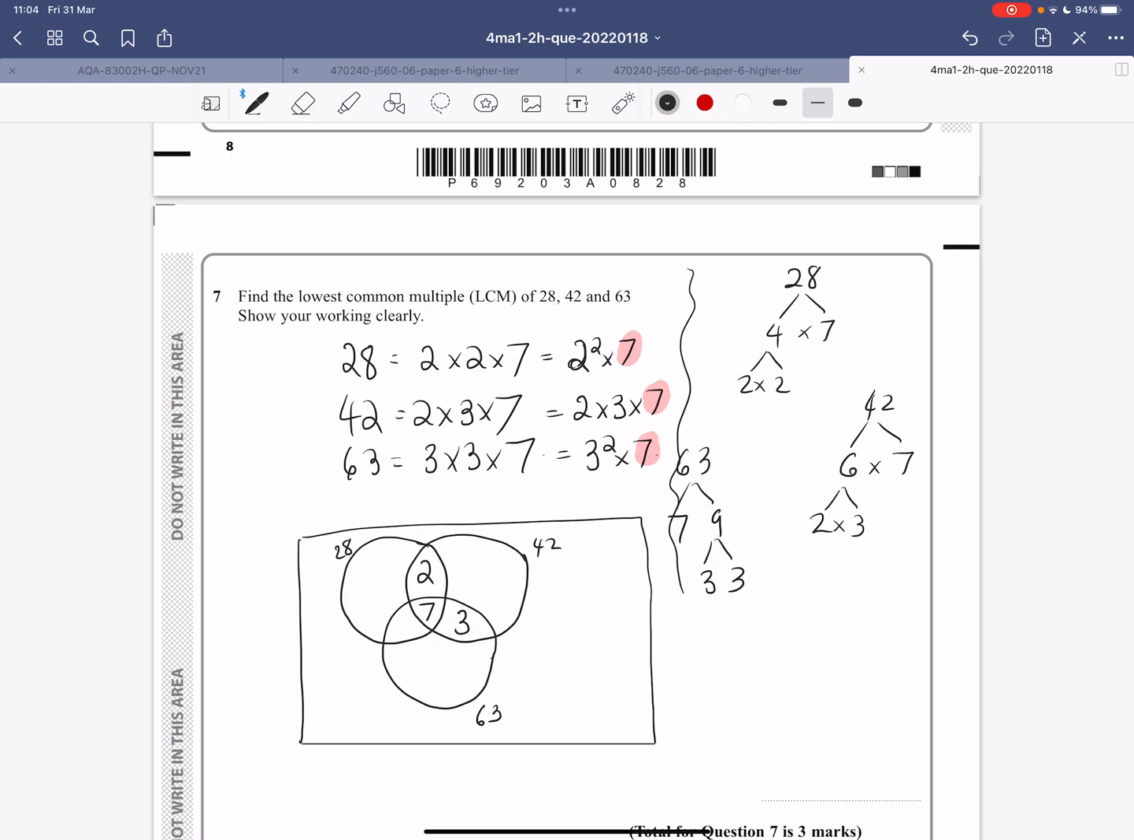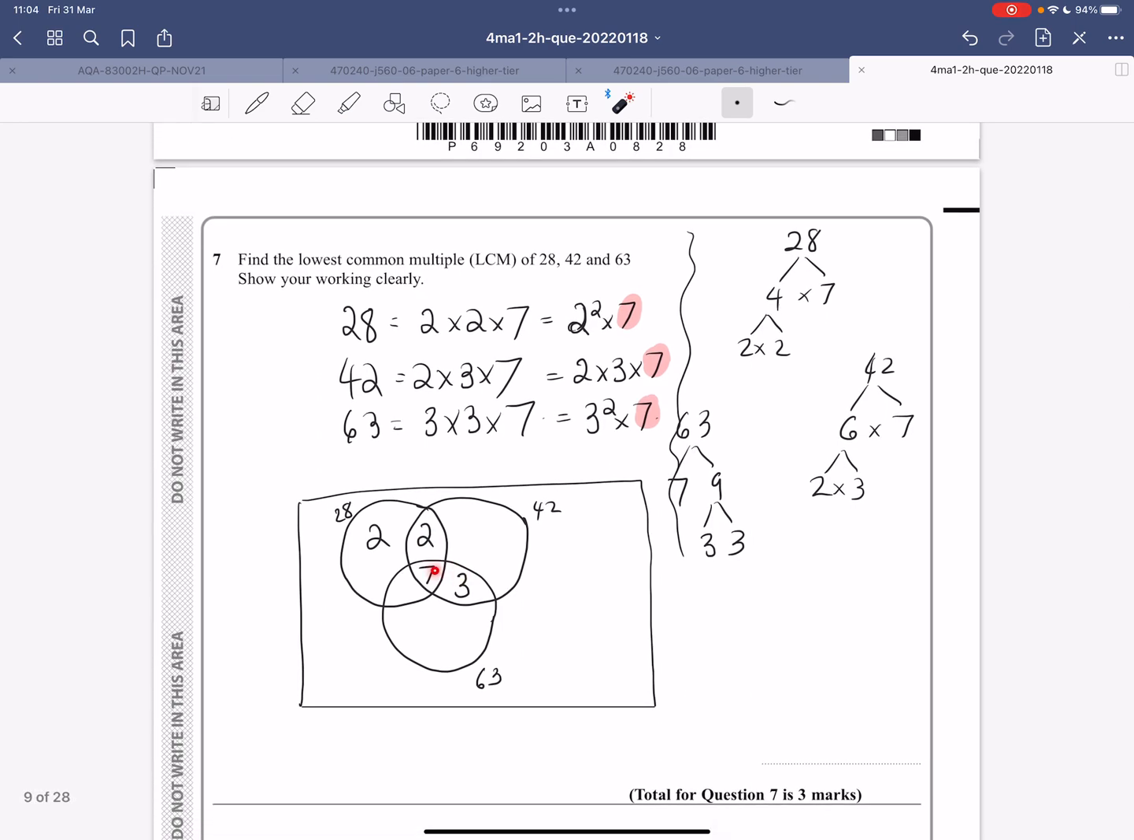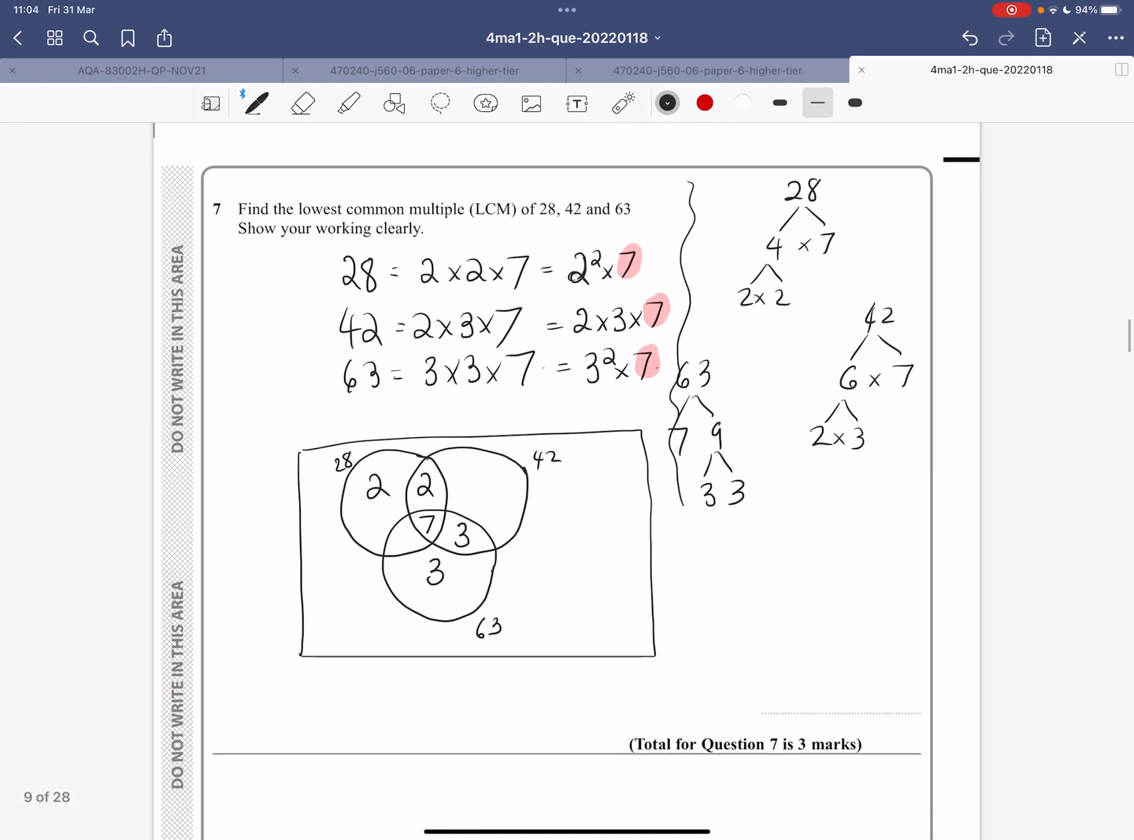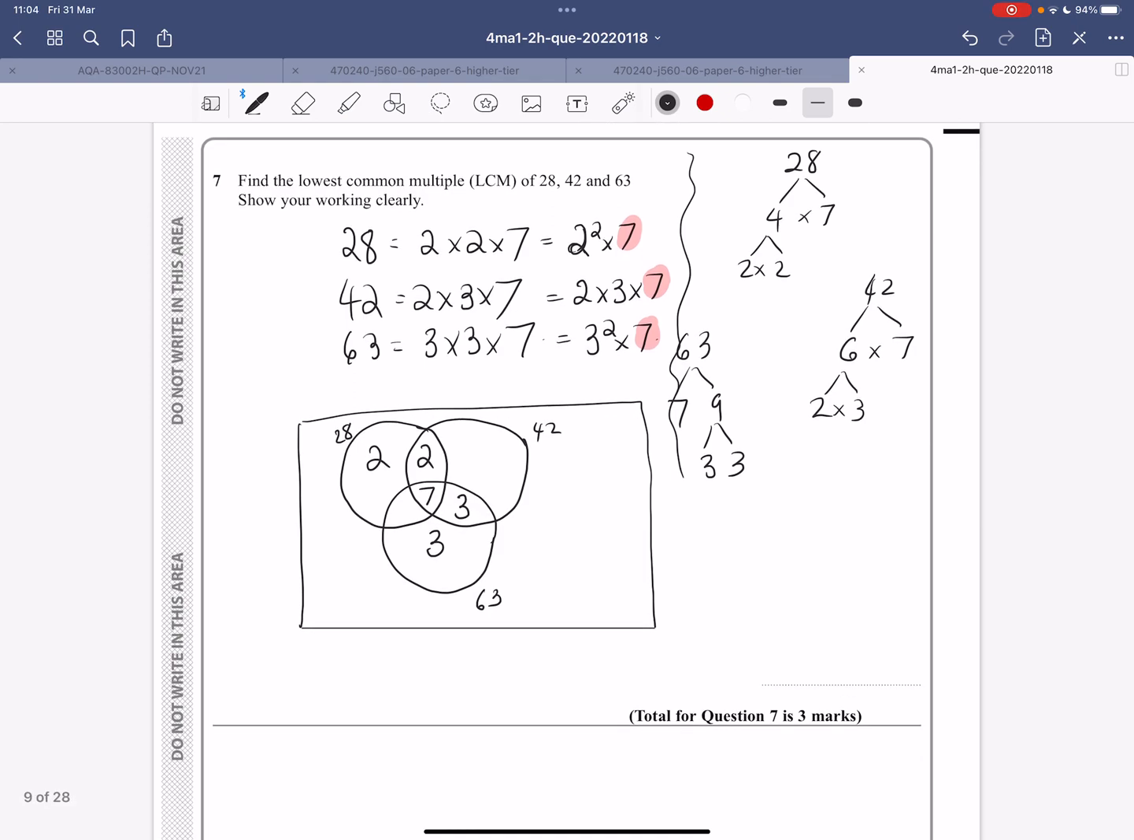Okay, so what's in here, now we're going to go into these bits. 28, we need an extra 2. That's got to go in there. 42, we've got the 42 there, because it's 2 times 3 times 7. And the 63 is 3 squared, so we need to put an extra 3 in there. Okay, so the lowest common multiple is all these numbers multiplied together.